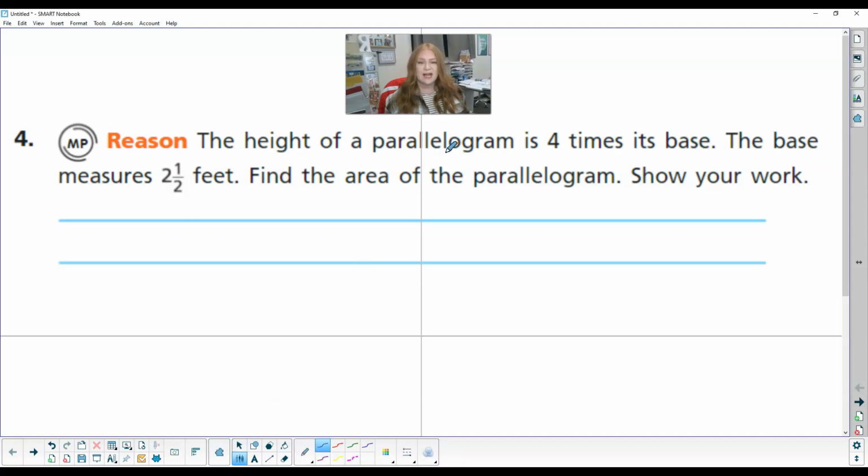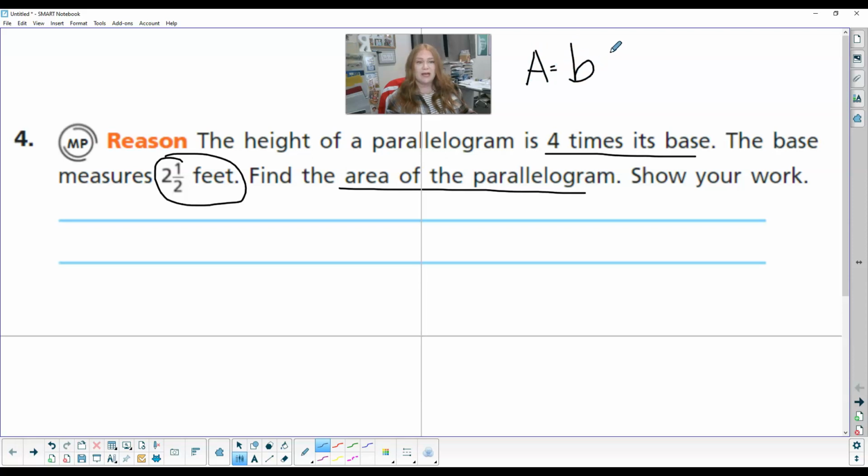It tells us that the height of a parallelogram is 4 times its base. The base is 2.5 feet. Find the area of the parallelogram. For area of a parallelogram, I want to use the formula of base times height. If I remember, parallelograms look something like this, right? I'm taking that triangle and just moving it over here. So I just have a rectangle, length times width, so we call it base times height.